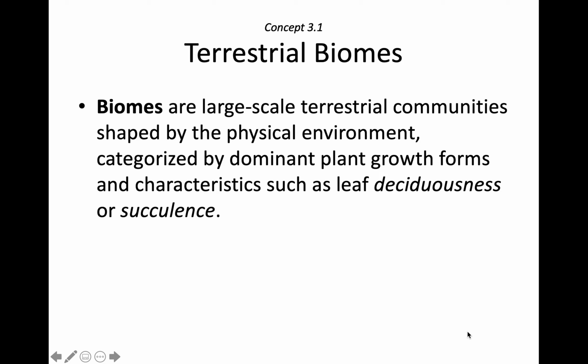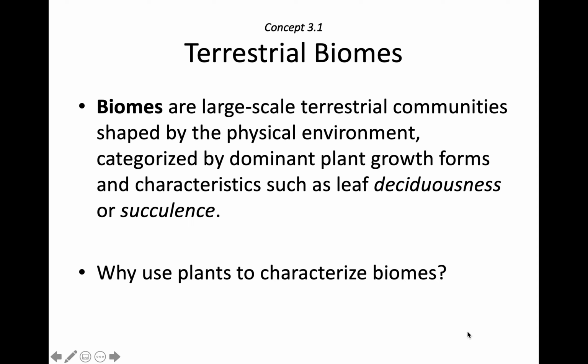So deciduous means that a plant would lose its leaves every season. Succulence is an adaptation for a hot and dry environment. So biomes are characterized by the dominant plant growth forms. And this is where I typically ask my classes, why would we use plants to characterize biomes? Why wouldn't we use animals and the types of animals that live in an area to characterize it?